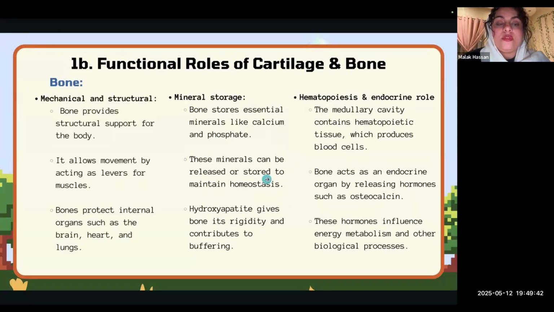Now, for bone, what are the functional roles of bone? Well, logically, bone can provide structural support for the body, right? It allows movement and it protects the internal organs. You have the axial skeleton, right? That protects the heart and the lungs, and the skull protects the brain, right?